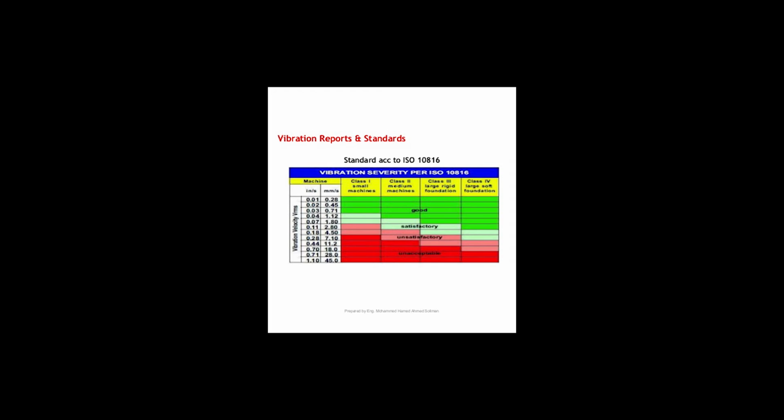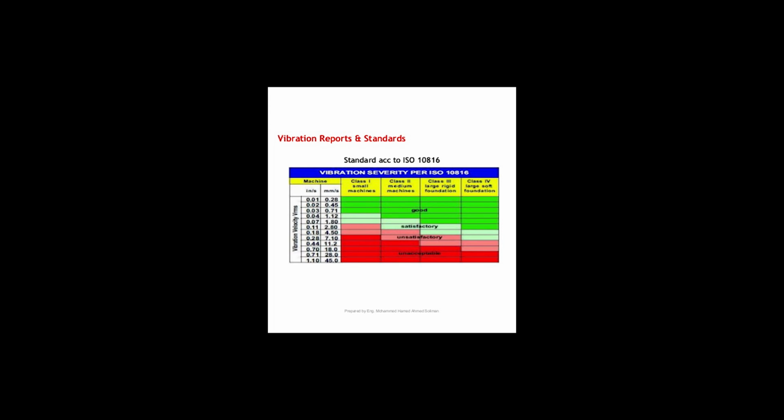Then we have 4 types of machine: class 1 for small sized machines, class 2 for medium sized machines, class 3 for large sized machines mounted on rigid support, and last is class 4 for large sized machines on flexible support. As our lathe machine is a large sized machine and mounted on rigid bodies, we will choose class 3.